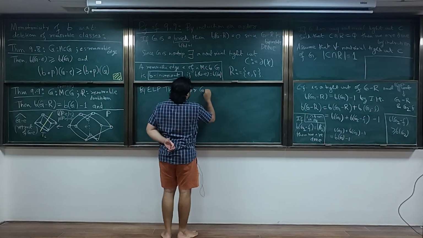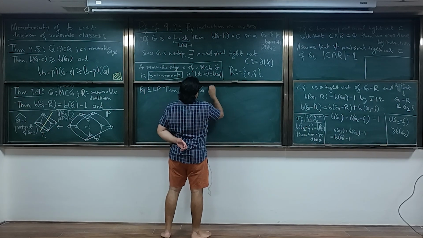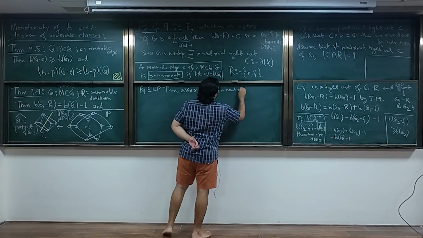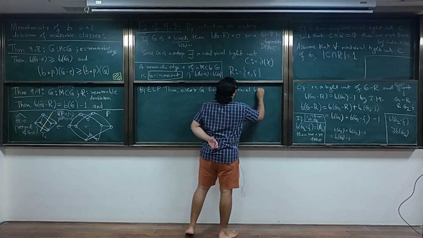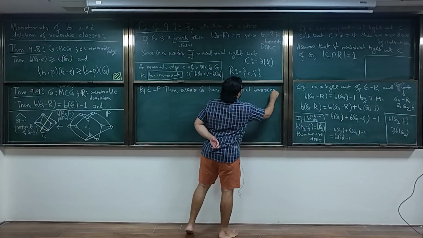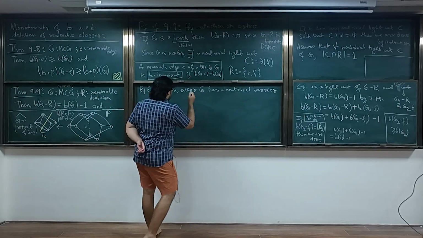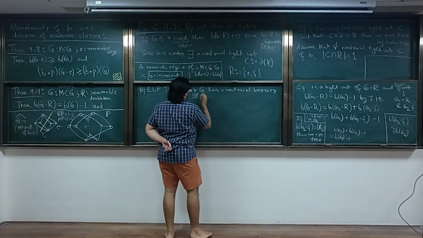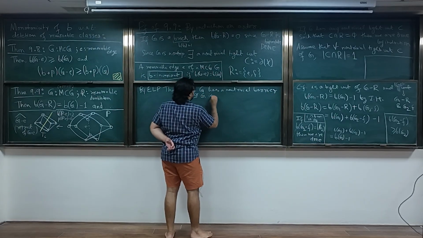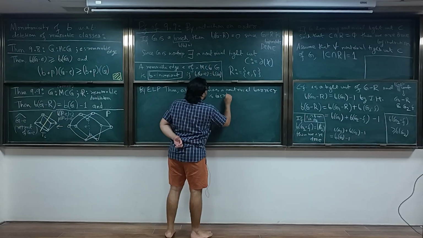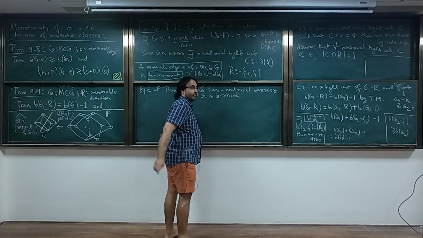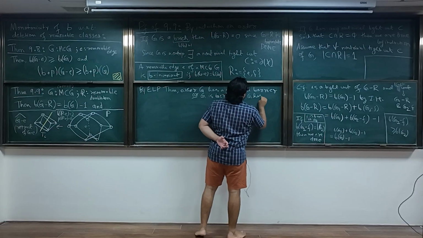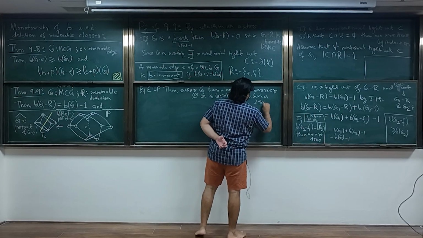either G has a non-trivial barrier, I can make it slightly stronger, or this does not hold, which means G is bicritical, and G has a 2 separation cut, and G has a 2 separation. I'll just say 2 separation.